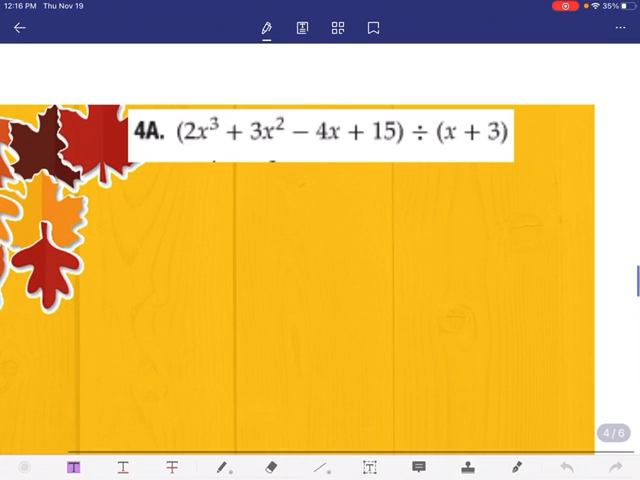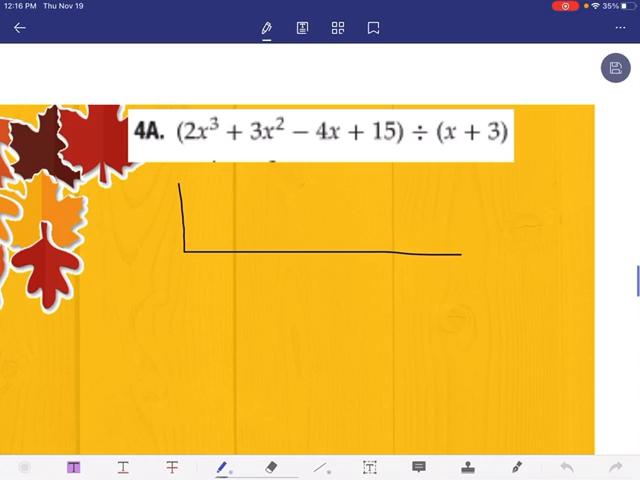So let's look at another example. Again, I'm going to set it up the same way. My 2, 3, -4, and 15 go on the inside. This time, though, I need to flip that sign, so I get a -3 on the outside instead. I bring down my 2, and then I start my process. -3 times 2 gives us -6.